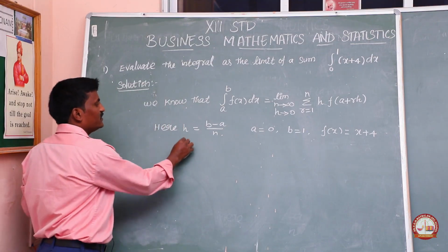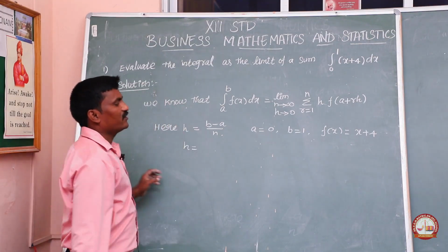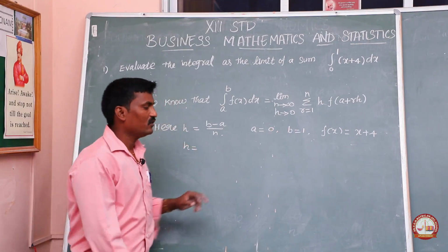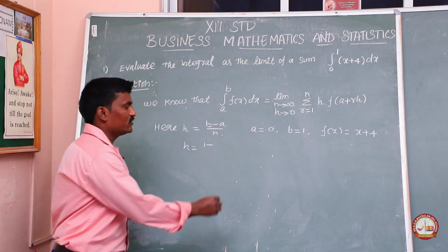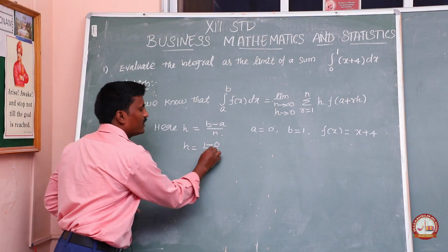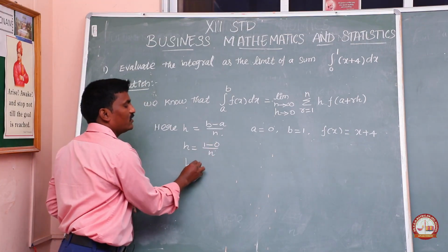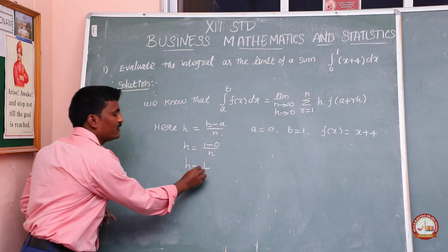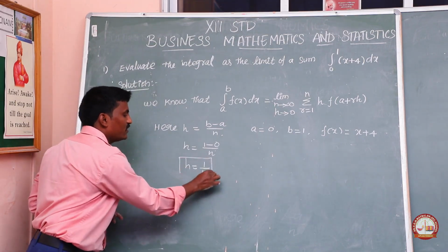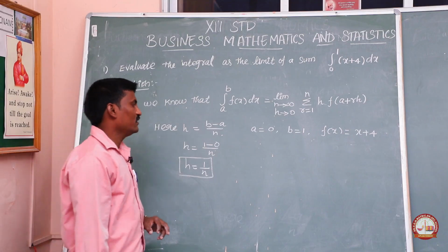Now find the value of h. Here the value of b is 1 minus a equal to 0, divided by n, therefore h equal to 1 minus 0, 1 divided by n. Therefore, h equal to 1 by n.